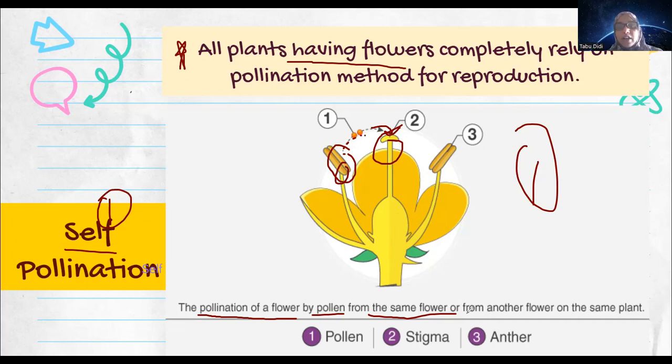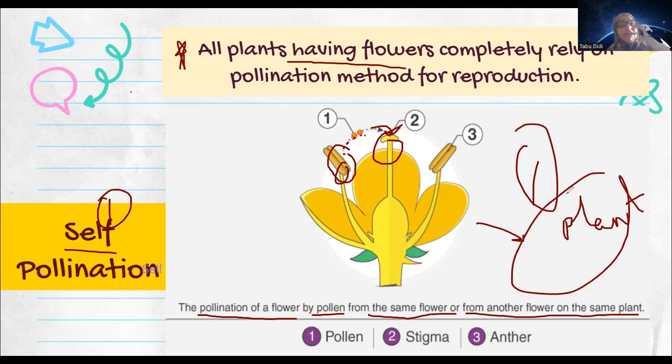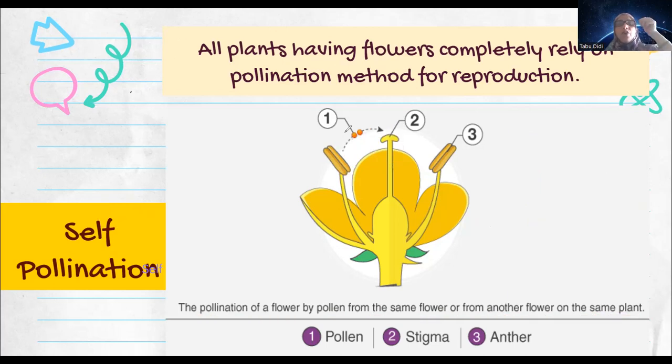Or from another flower but the same plant. So this might be to another flower which might be located somewhere down, but the plant will be the same. The parent plant is the same, the flower can be the same or the flowers can differ. So this is what we mean by self-pollination. Transfer of pollen grains from anther to the stigma is pollination, but when it is the same flower or another flower of the same plant, then self-pollination comes into the picture.